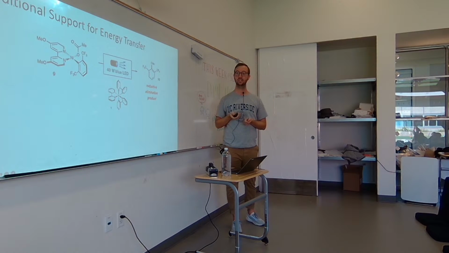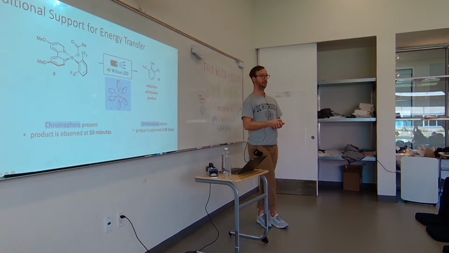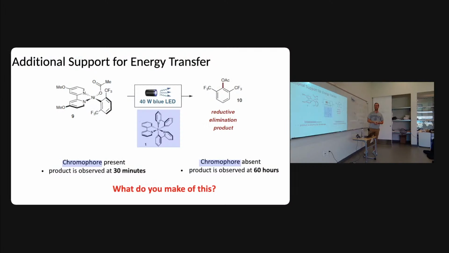So what they saw, the result of this experiment, was when chromophore was present, they were able to observe product via fluorine NMR, for those of you in organic right now doing spectroscopy, at about 30 minutes. So in 30 minutes, they saw product. When chromophore was not there, when they did not have the iridium photocatalyst there, product wasn't observed until about 60 hours. So however many days that is, several days.